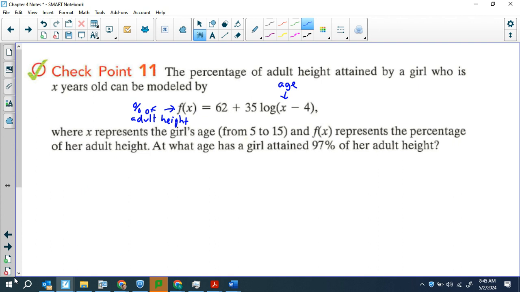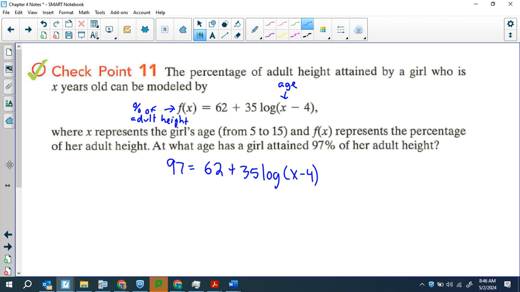And then our question is saying, at what age has a girl attained 97% of her adult height? So again, the key here is we need to know where to put the 97. Where is that going to go? It's going in for f(x), so it's going in for that left side. So we're going to write 97 equals 62 plus 35 log of x minus 4.